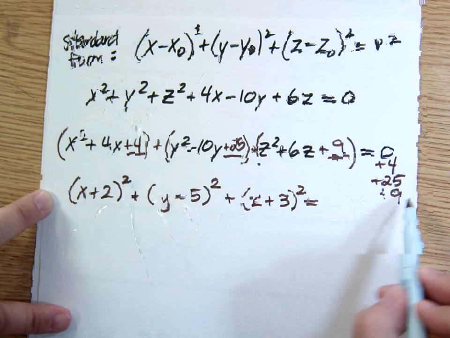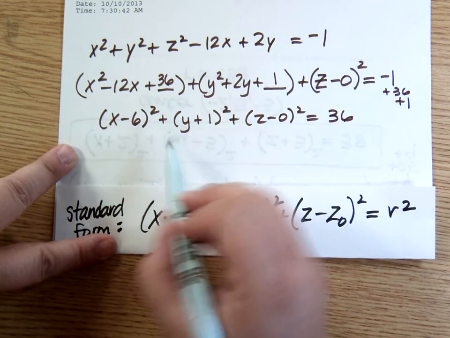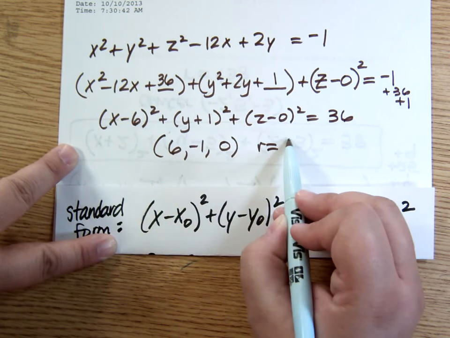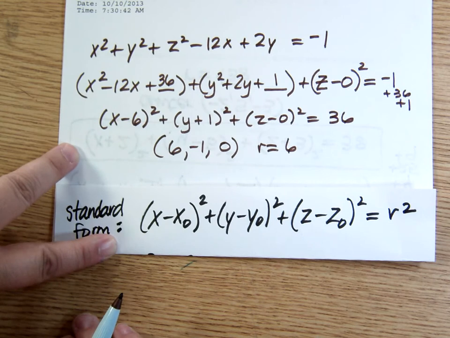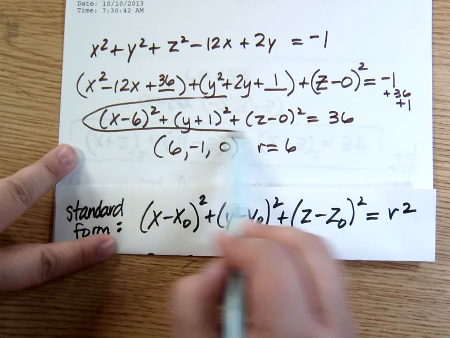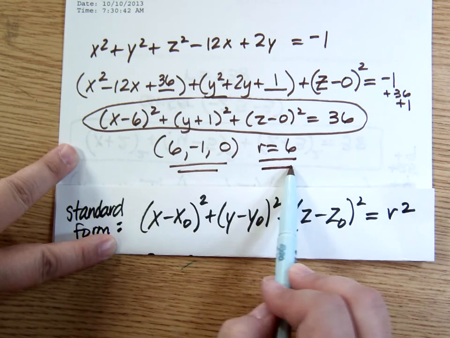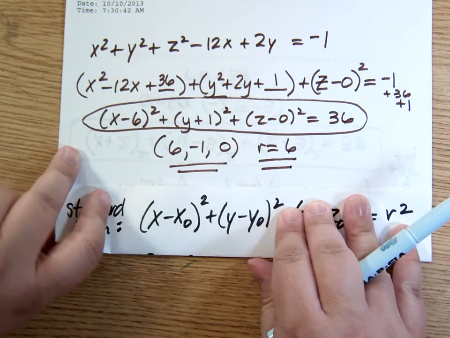Is at 6, negative 1, 0. And my radius is the square root of 36, so it's 6. So here is the standard form, my equation in standard form. Here's my center, and here's my radius. All right, next.